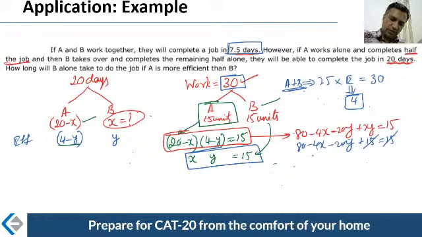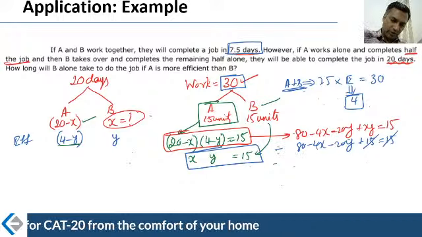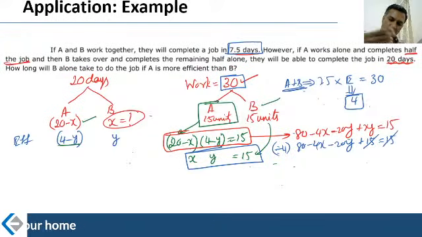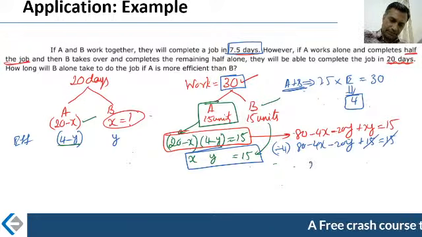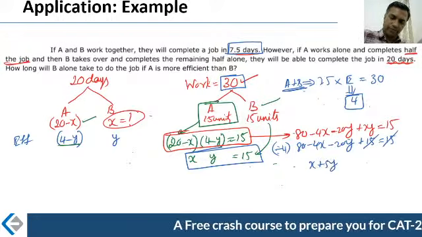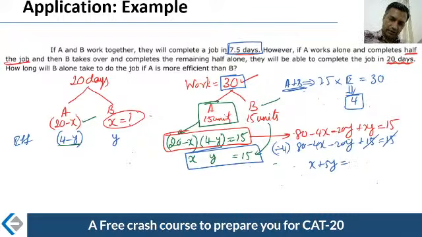So now divide this equation throughout by 4. You would be writing this as x plus 5y is equal to 20. What did I do? I divided throughout by 4. X plus 5y is equal to 20.